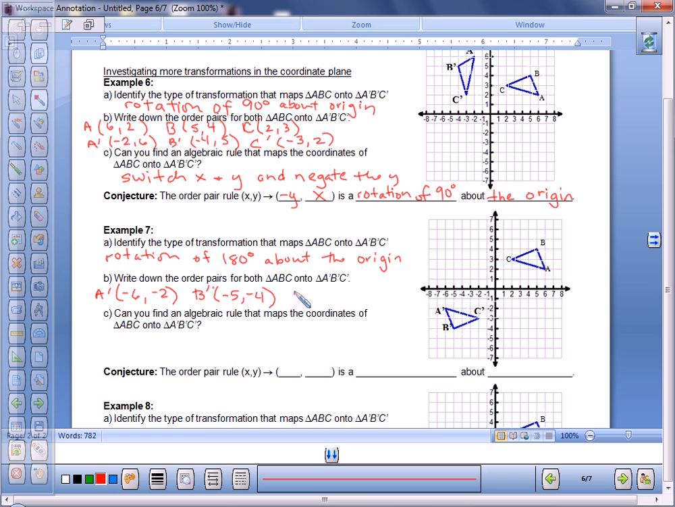Okay, so all you do is negate both. Negate the X and the Y. So -X, -Y. And that gives us a rotation of 180 degrees about the origin. It's not that hard. Excellent. All right, you try number 8 on your own. That's 270 degrees. Indeed. Congratulations.